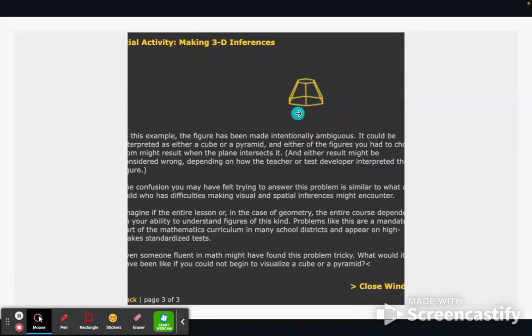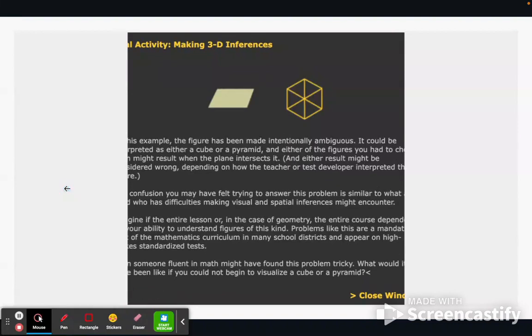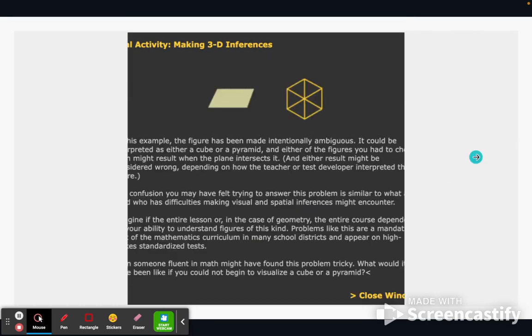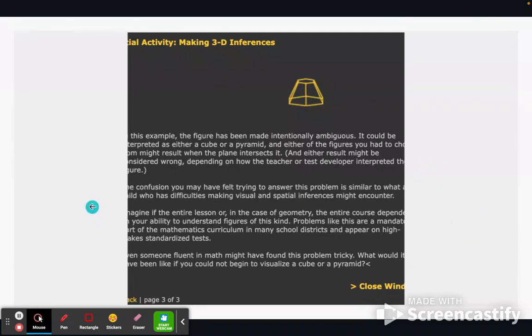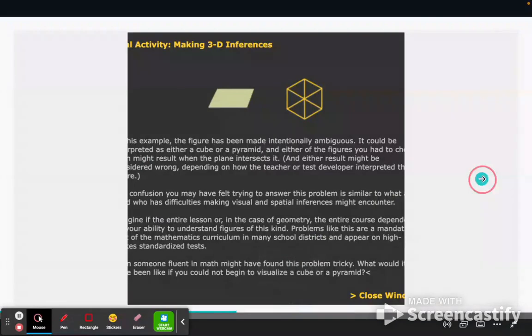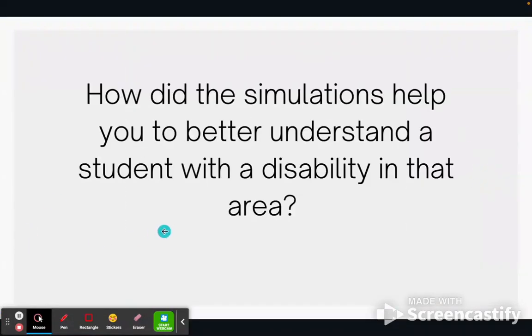And then you slice it, right? And you get that from a bird's eye view. So this was kind of mind opening, like, whoa, how did I not see that before once it was explained to me? But I'm just so used to seeing that representing a cube. So I guess it just opens your mind for how this simulation helped me better understand a student with a disability in this area.